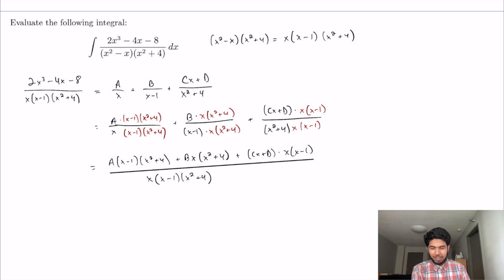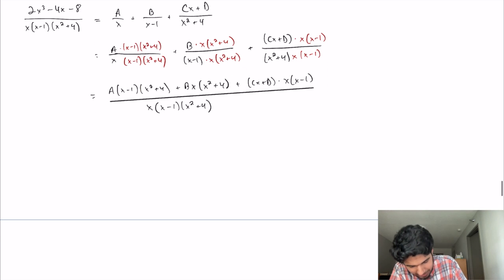Great, so we have to solve for a, b, c, and d. The way I like to do it is just expand everything out, set that equal to the numerator, and go from there. So let's expand out that numerator. x minus 1 times x squared plus 4 is x cubed minus x squared plus 4x minus 4.